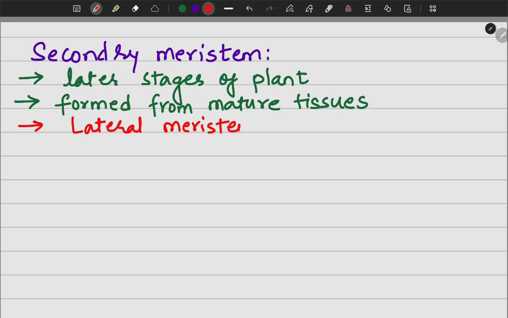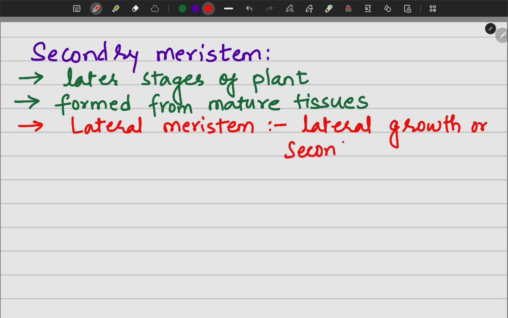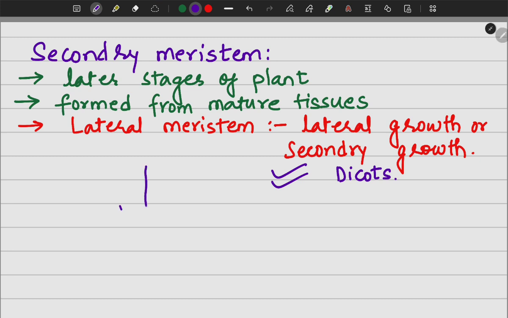Now why are they called lateral meristems? Because they are responsible for the lateral growth of the plant. This lateral growth is also called secondary growth. So if you have seen the dicots, secondary growth is seen in dicots, and the dicots have trees and plants which are quite long, and their stem is quite large, big and thick. The girth is quite large. So if this is the stem, it is like this. The width or the girth is very big.